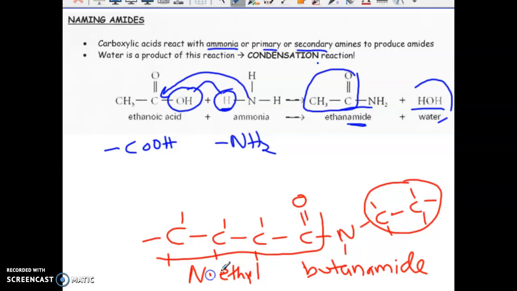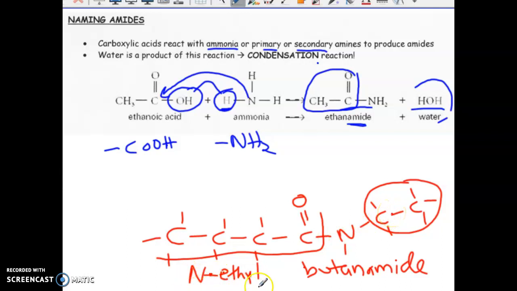Okay. And just like with an ester, there is a space in the name. There is also a space in an amide. Everything that is before the space is essentially what is attached to the nitrogen. Everything that is after the space is what was attached to the original carboxylic acid. So the butanamide part is from the carboxylic acid. The ethyl portion is from the original amine before it attached.